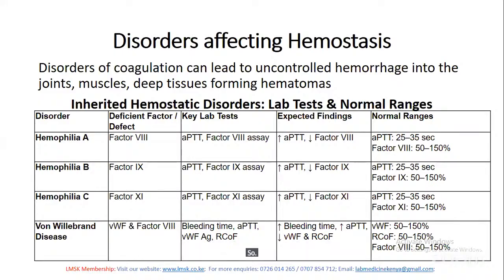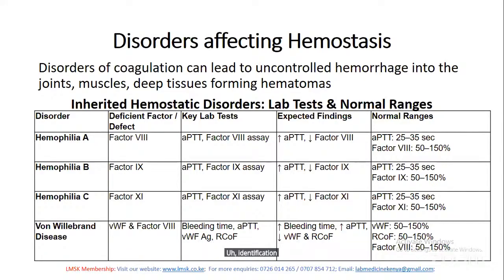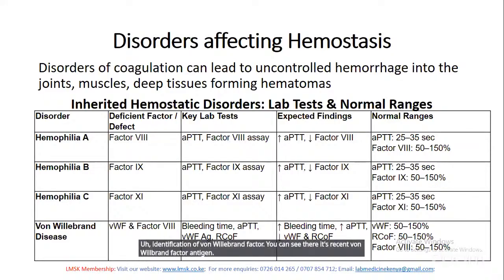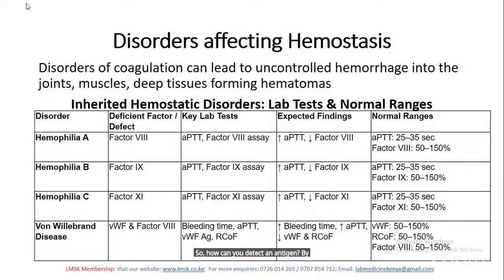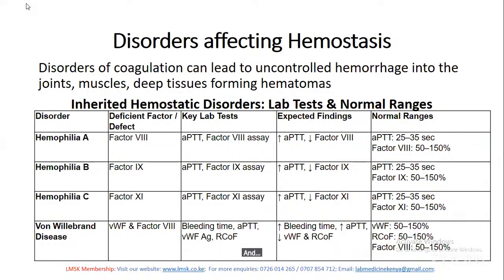So someone who has von Willebrand factor deficiency will be diagnosed by use of activated partial thromboplastin test, identification of von Willebrand factor. You can see there it's written von Willebrand factor antigen. So how can you detect an antigen? By use of a specific antibody. So that is basically ELISA. And there is also bleeding time, which you can also use to identify the abnormality von Willebrand factor disease. Next.